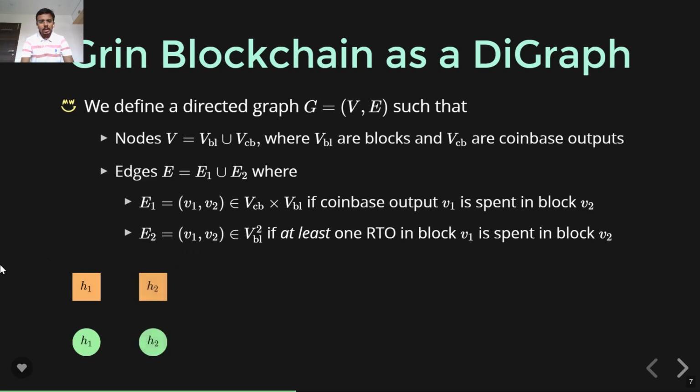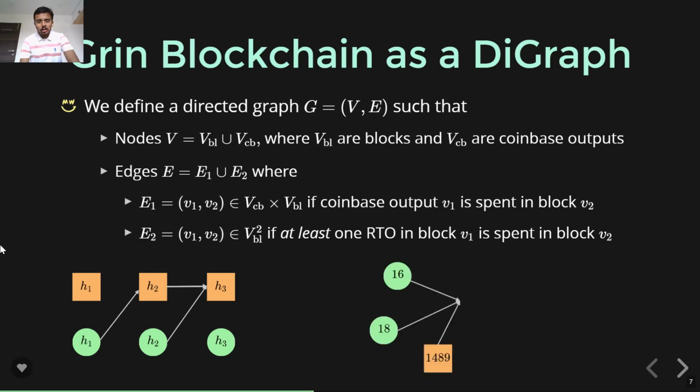To continue our example, we had three blocks, so here we'll have six nodes because the blocks as well as the Coinbase outputs are modeled as nodes. So here we had the Coinbase output in block h1, which we define by green color, and the output in orange color is spent in block h2, and the Coinbase output in block h2 and one regular transaction output in block h2 is being spent in h3.